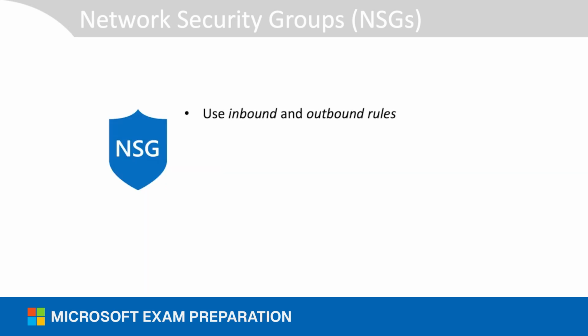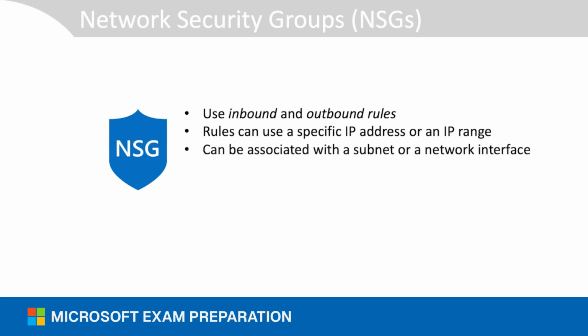NSGs use inbound and outbound rules to control the flow of network traffic. These rules can use a specific IP address or an IP address range, such as the range of a subnet, and you associate rules with either a subnet or a network interface. You can specify a priority between 100 and 4096 for each rule that's in an NSG, and rules with lower numbers are actually processed first. Once network traffic matches one of your NSG rules, none of the other rules get processed. So that means that a lower priority value is actually a higher priority than a higher priority value.